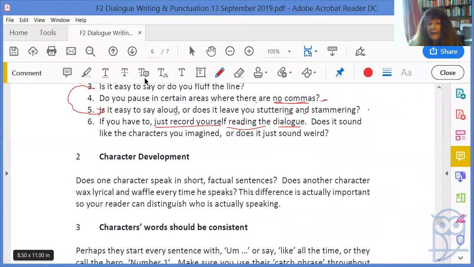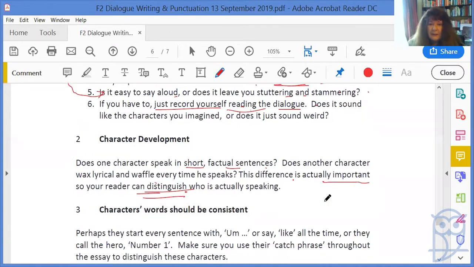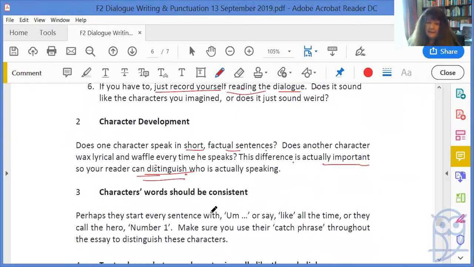Right, how do you develop a character with some dialogue? Does one character speak in short, factual sentences? Does another character wax lyrical and waffle every time he speaks, going on and on, beating around the bush and not getting to the point? This difference is actually important, so your reader can distinguish who's speaking. If you can do that, you don't need to write said John, said Jack, because the way they are speaking tells us who that person is. You can guess. Your reader is going to be intelligent, hopefully, and he will be able to guess.